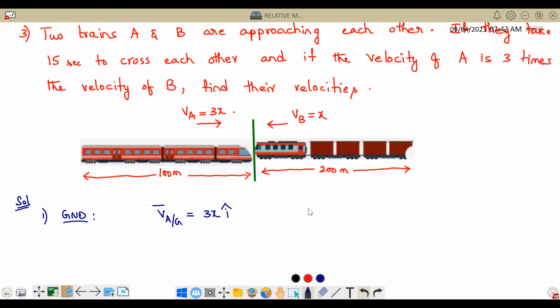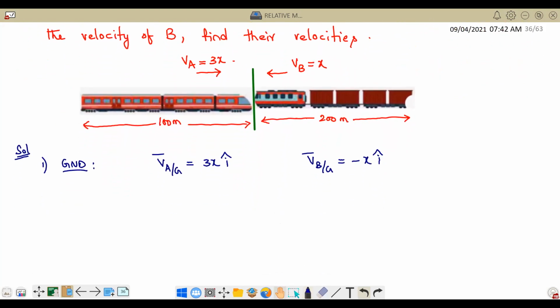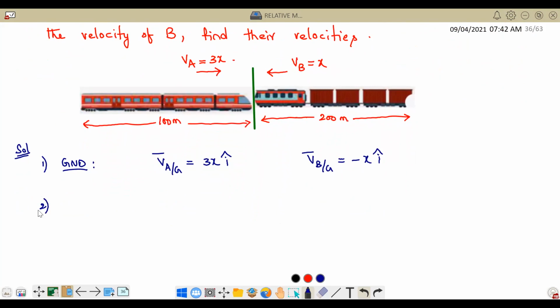From the ground frame, the velocity of A with respect to ground is equal to 3x i cap. The velocity of B with respect to ground is equal to minus x i cap. From which frame do you want to solve? A frame. Yeah, let us solve it from B frame.